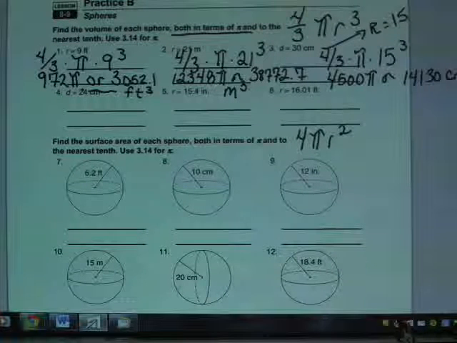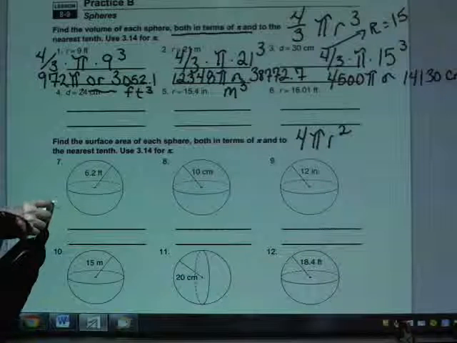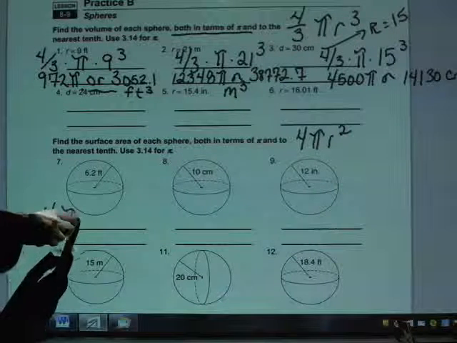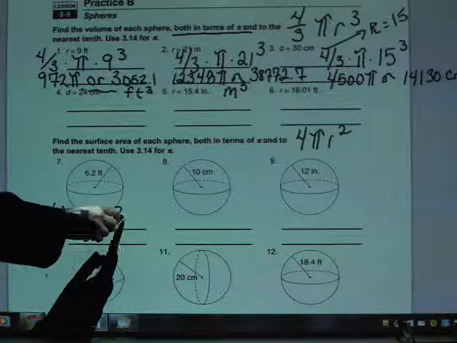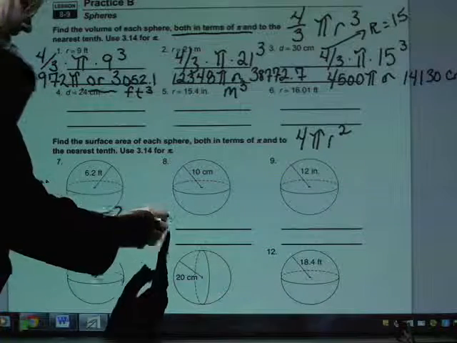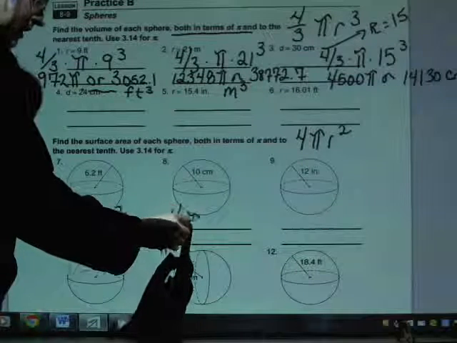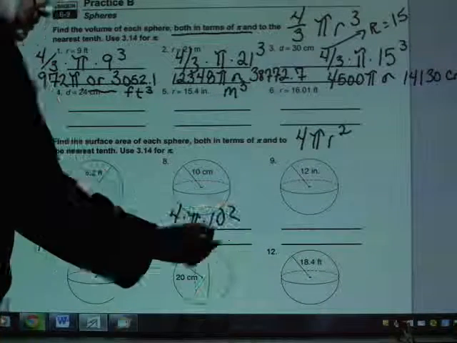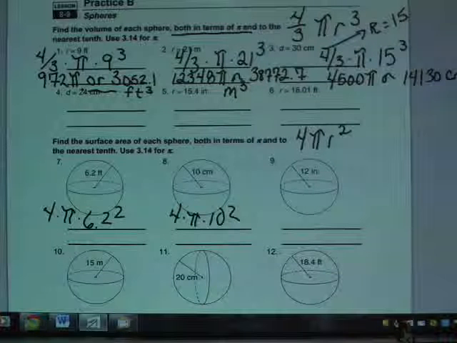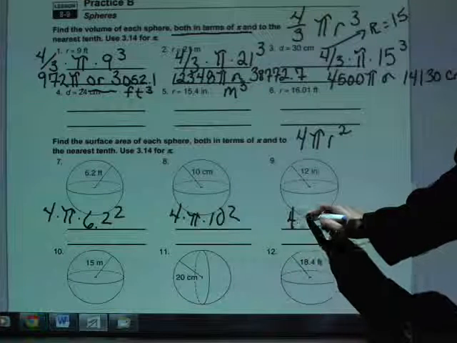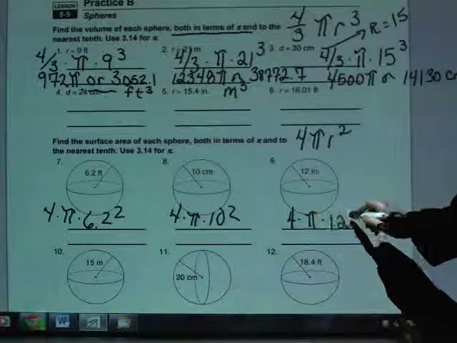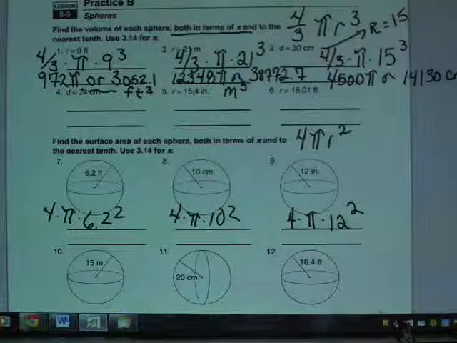So in number 7, that's going to be 4 times pi times 6.2 squared. In number 8, that's going to be 4 times pi times 10 squared. Most of you probably have that one right off the top of your head. And in number 9, it's going to be 4 times pi times 12 squared. Well, let's start with number 7, the tricky one. We've got 6.2 squared there. 6.2 times 6.2. That's going to give me 38.44.